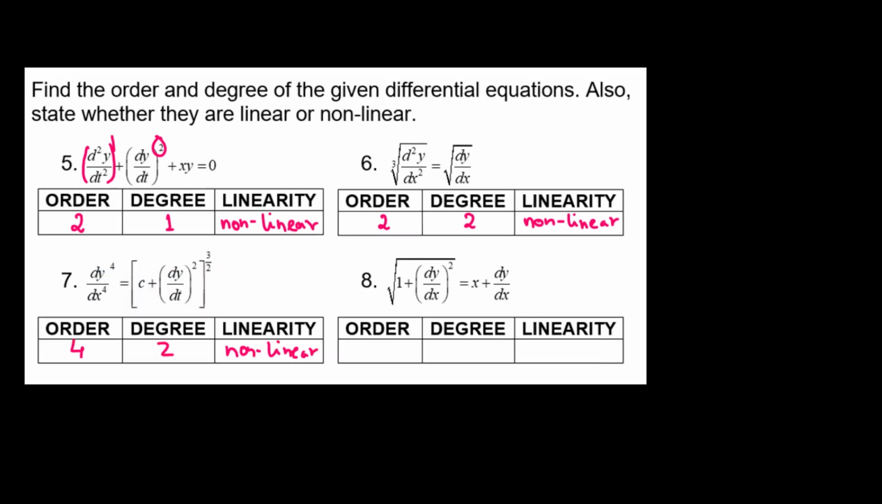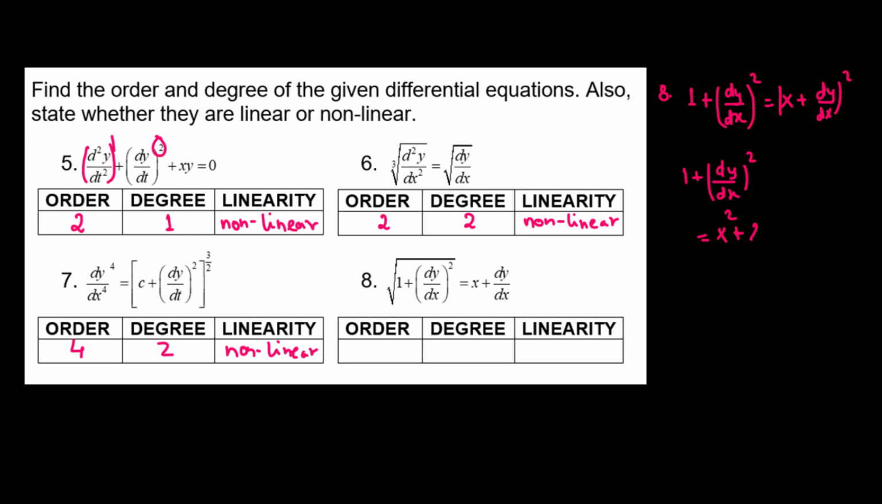Number 8. So here we have the square root of 1 plus the derivative of y with respect to x squared equals x plus the derivative of y with respect to x. So first we need to get rid of the square root term on the left hand side. To do that, we are going to square both sides. Then that is going to give us 1 plus the derivative of y with respect to x squared equals x plus dy over dx whole squared. The order of the differential equation is going to be equal to 1. That is because the highest order differential coefficient in this equation is the derivative of y with respect to x.